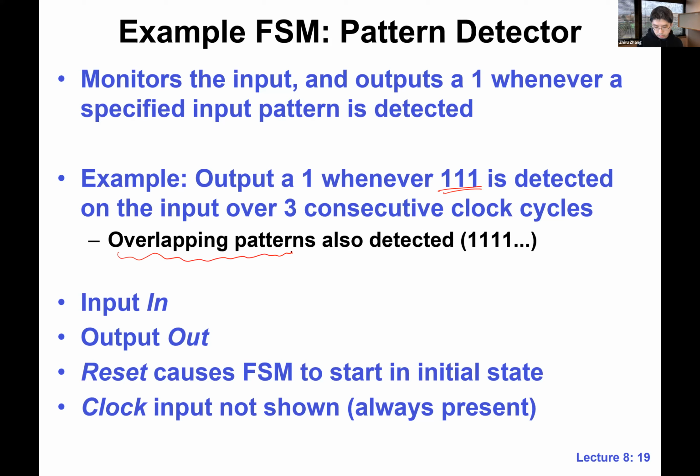So what do I mean by this? See here, I have four 1s coming in. This is the input pattern. By allowing overlapping patterns, I mean that for this third 1, we have 1, 1, 1, so this is where out is going to be a 1. But we also allow this overlapping pattern, so we don't reset the FSM. When the next 1 comes in, you can also combine it with the previous two 1s, so this is where we output another 1. All right, is it clear? So this is the problem: we want to detect 1, 1, 1 as simple as this.